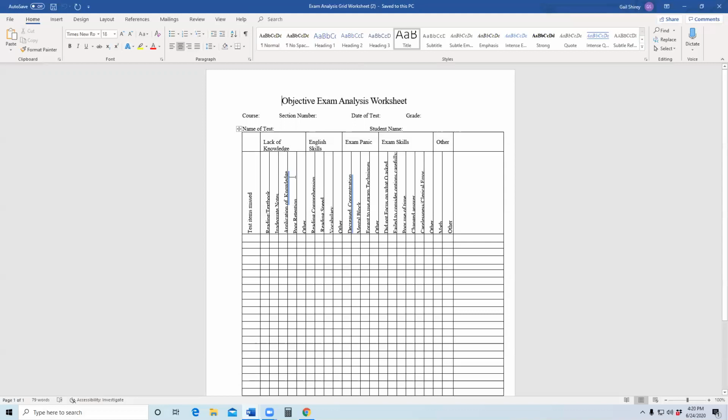The third one is application of knowledge. This is any story type problems. If it gives you a scenario, they're not looking for concrete information. They're looking to see if you can apply the information from the textbook to a new situation. The next one is poor retention. You simply could not remember the information. And then of course there's other. And you'll notice there's other for every category. If you choose other, you need to write in what the reason is.